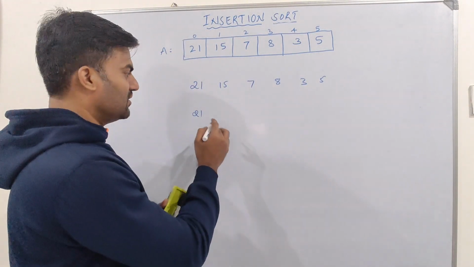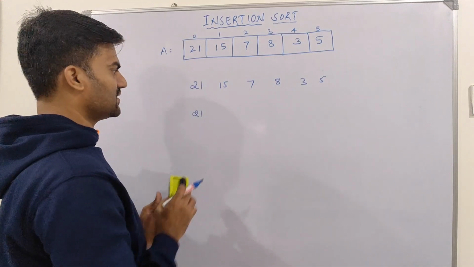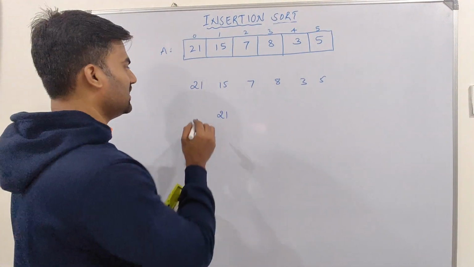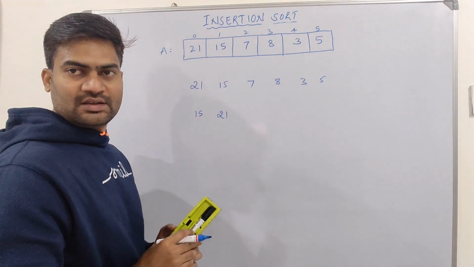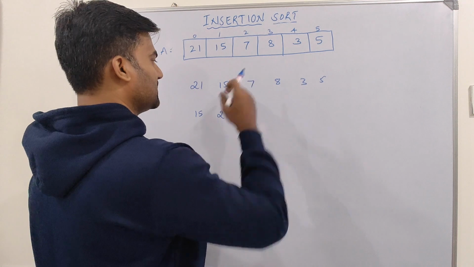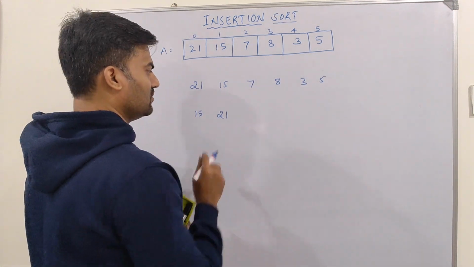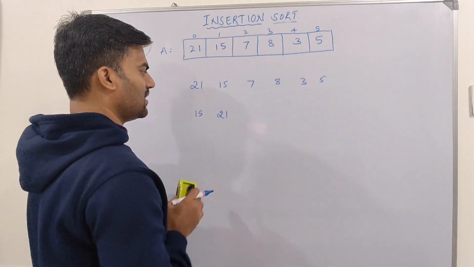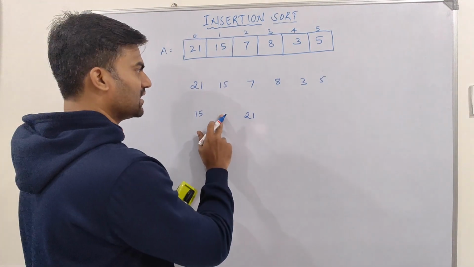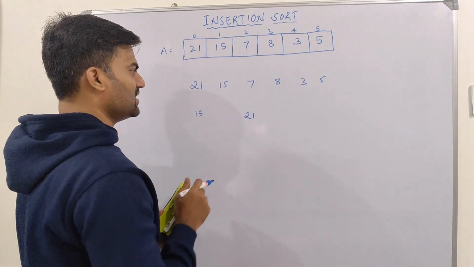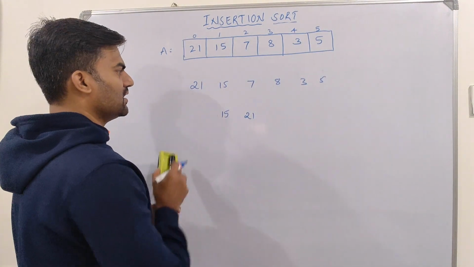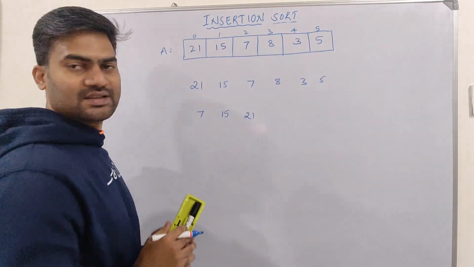Now should I place it here? No, that is not the case. Since 21 is bigger than 15, I will shift 21 towards right and then I'll place 15. Next I pick the next card, which is 7. Should I place this here? No, because 21 is greater than 7. So I'll shift 21 to right. But is it the correct place? No, because 15 is still greater than 7. So I will place 15 here. Then since there are no elements, I will place my 7 here.